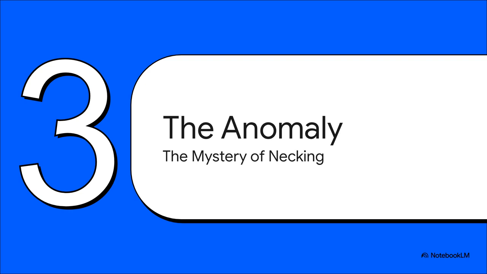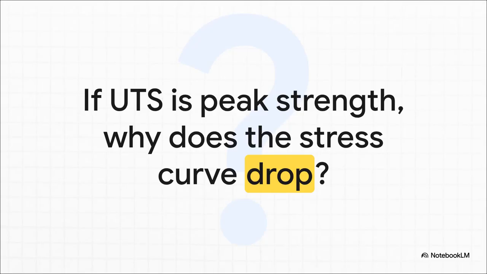And right here, at its absolute strongest moment, something weird happens. Our material story has a plot twist. The curve, which has been climbing this whole time, suddenly, and kind of confusingly, starts to go down. Okay, now hold on a second. This should make you pause. If the UTS is supposed to be the material's maximum strength, why in the world does the stress look like it's dropping? Is the material all of a sudden getting weaker right after it was at its strongest? That just doesn't feel right, does it?